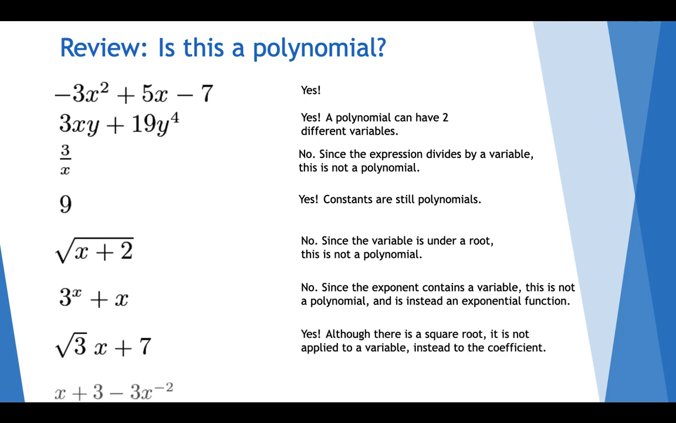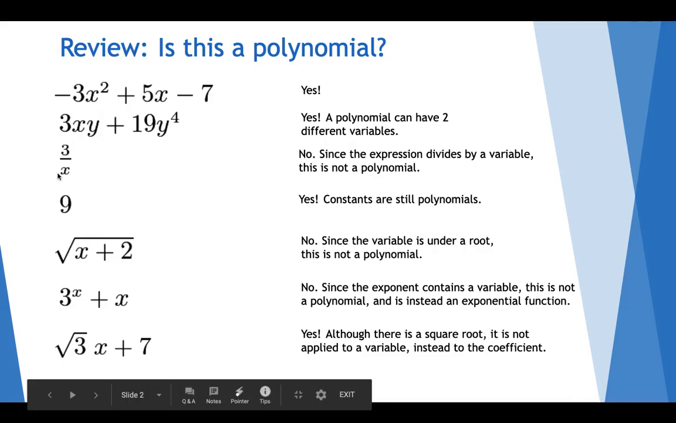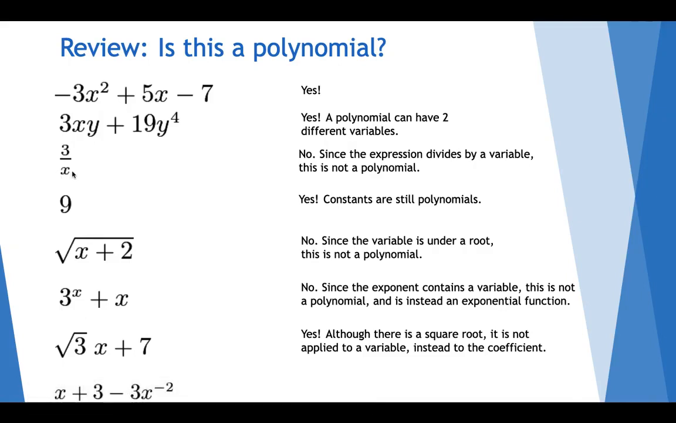And then our last one, x plus 3 minus 3x to the negative 2. This is not a polynomial for the same reason that 3 over x is not a polynomial. You cannot have any variables in the denominator, and recall that 3x to the negative 2 is the same as 3 over x squared. So you can't have a negative number in the exponent. That makes it not a polynomial.